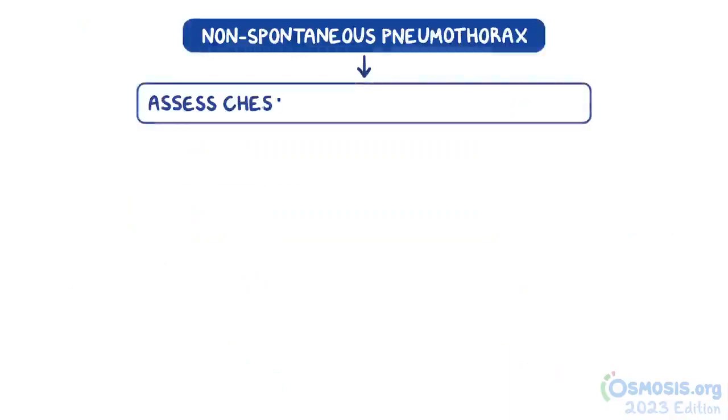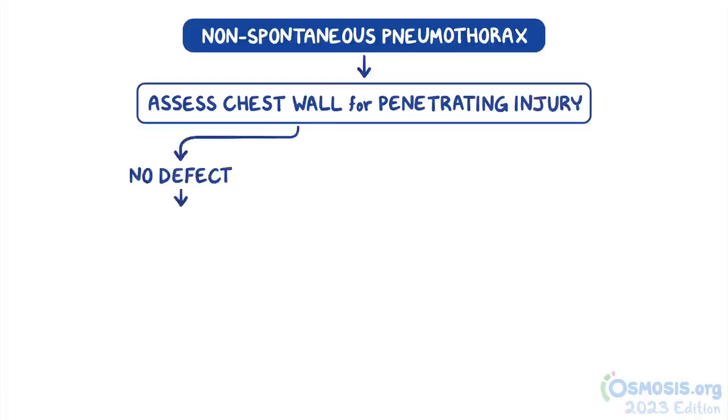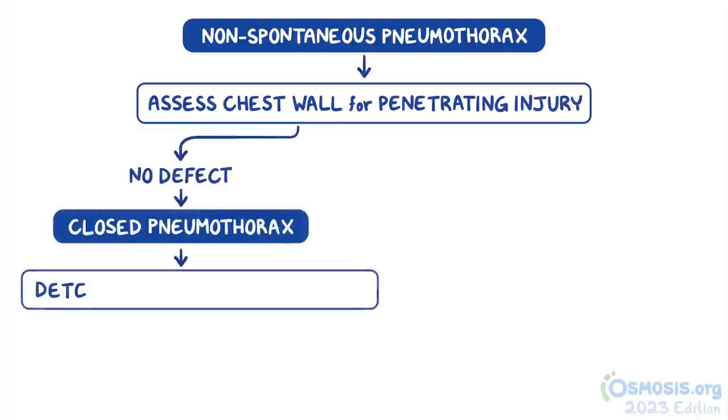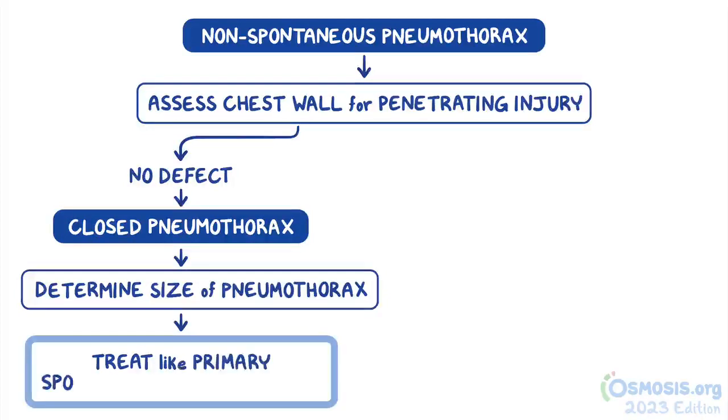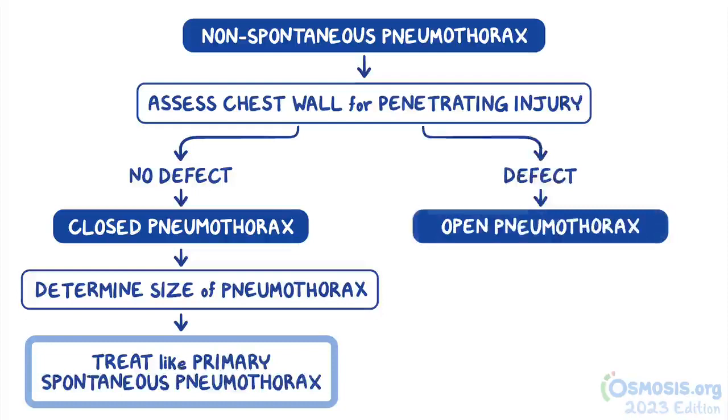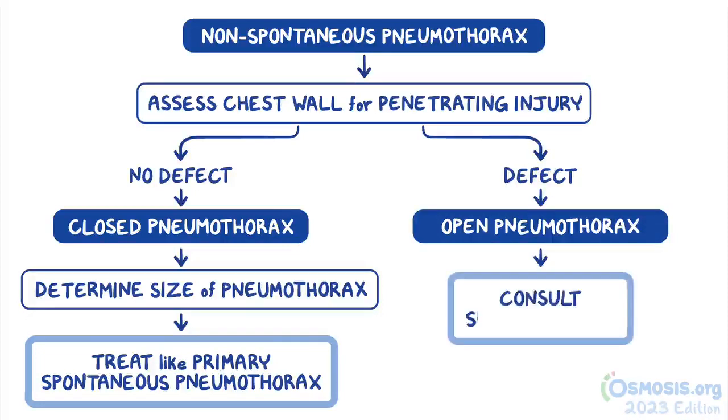Finally, in non-spontaneous pneumothorax, assess the chest wall for penetrating injury. If there's no chest wall defect, the diagnosis is closed pneumothorax. So your next step is to determine the pneumothorax size and treat it just like you would treat the primary spontaneous pneumothorax. On the flip side, if you notice any chest wall defects, the diagnosis is open pneumothorax. So immediately consult the surgical team.